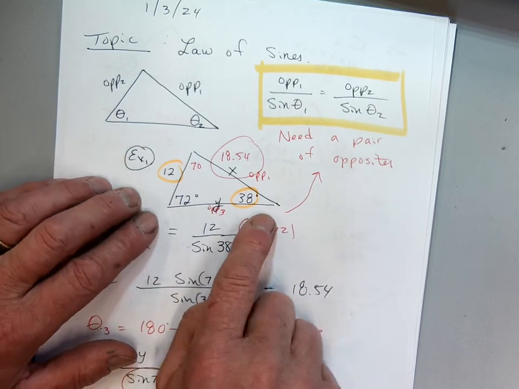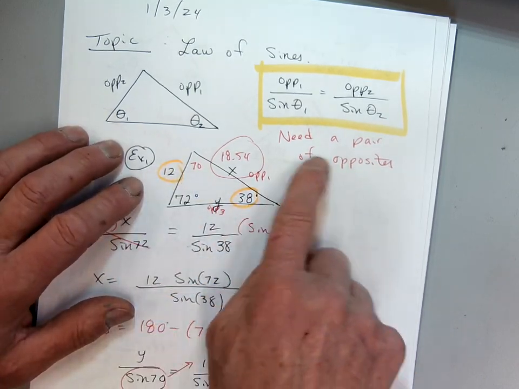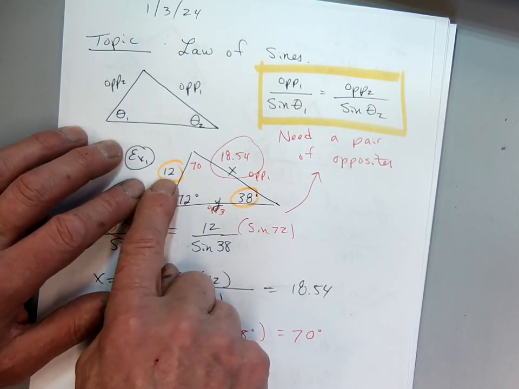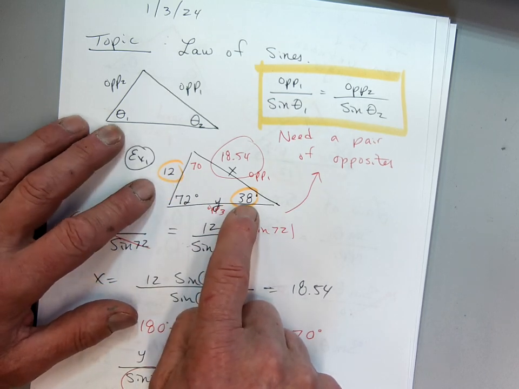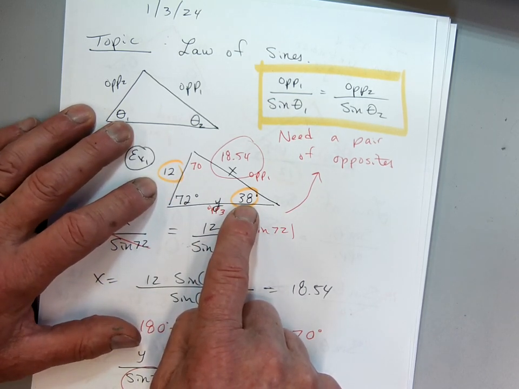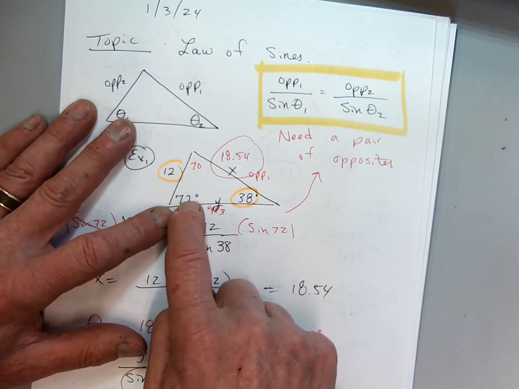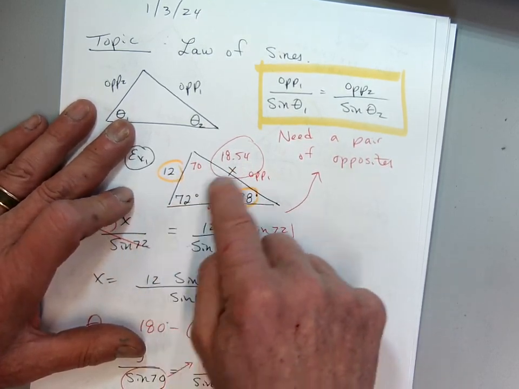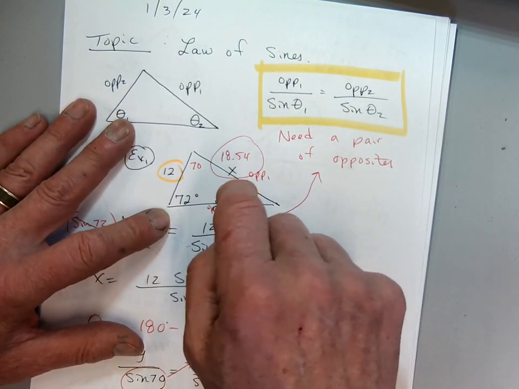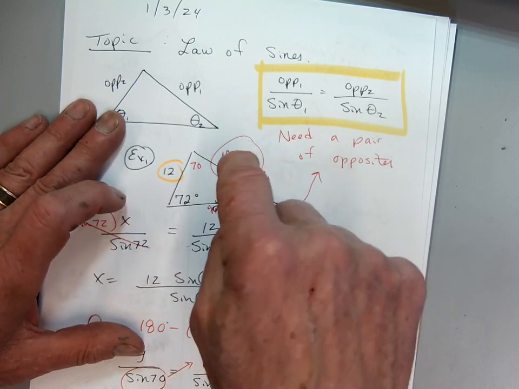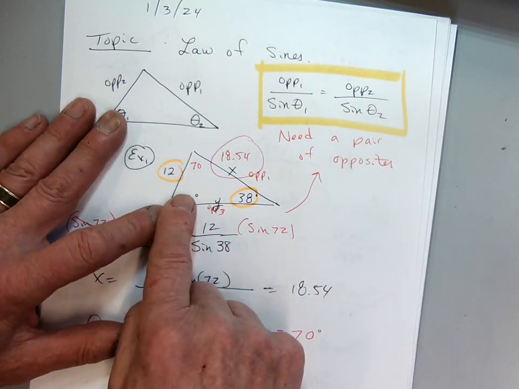So the first thing I said is, you notice, do you have a pair of opposites? We said yes. We got the 12 as a side, and the 38 is the opposite angle. So we set it up, okay? So what we can do is, since we have the 72, I could find its opposite. So it's all about opposites. Side, opposite angle, find the side, opposite angle. So I set it up. I just put it in here.